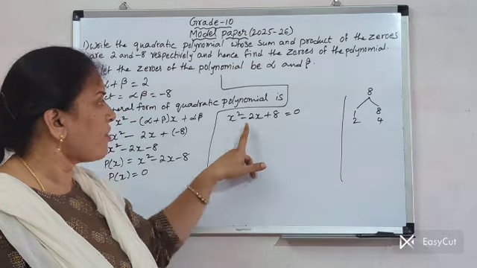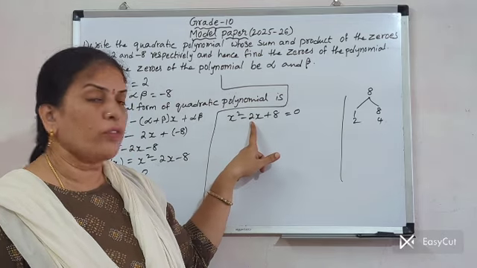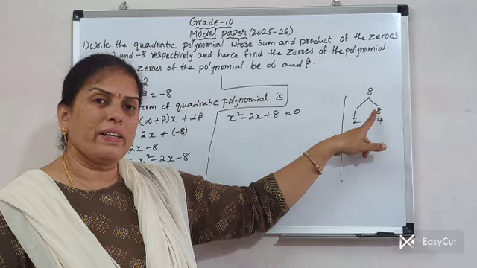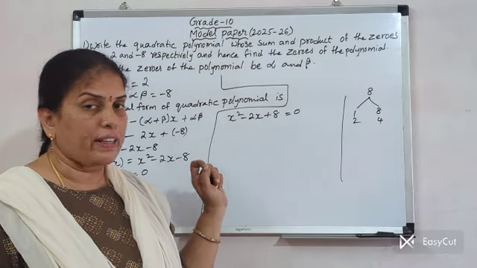If we add or subtract, we must get the middle number. 1 plus 8 is 9. We didn't get it, so we should not take it. 1 minus 8 is minus 7, which is not there. So we should not take these two factors.